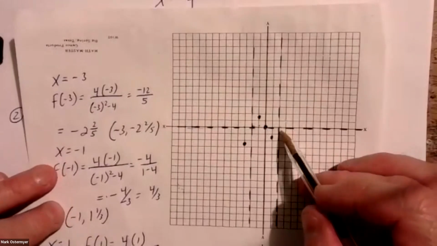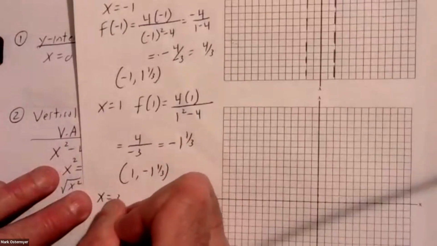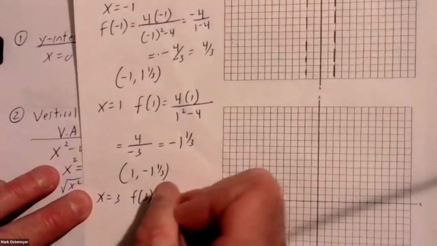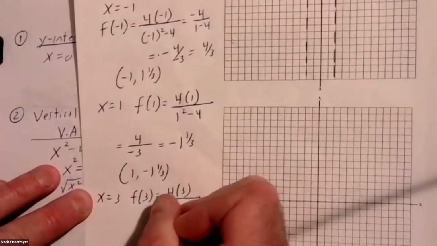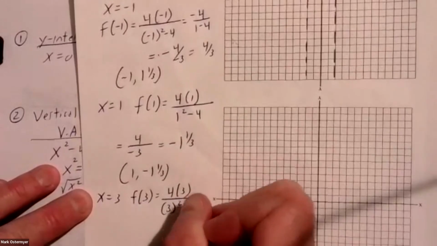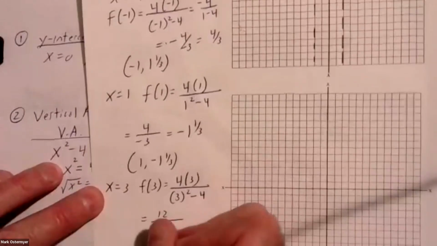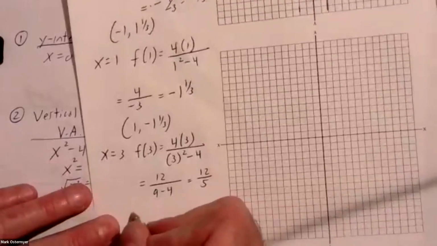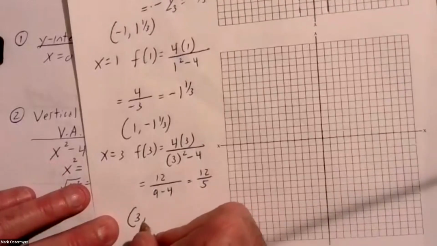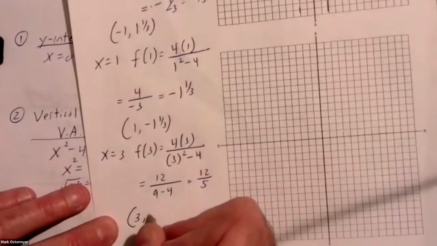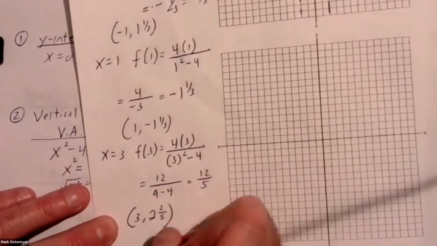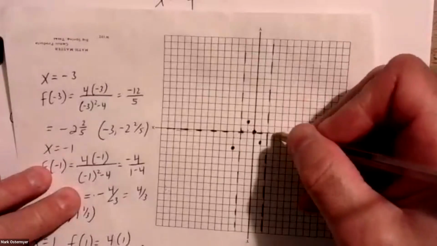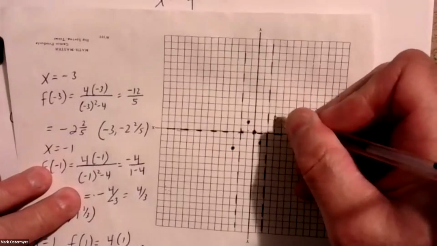Finally, give me some x value that's greater than 2, maybe like 3 or something. Let's evaluate the rational function at 3, which is 4 times 3 over 3 squared minus 4, which is going to be 12 over 9 minus 4, which is going to be 12 over 5. So we're going to have another point on our graph, which is going to be 3, and 12/5 is really 2 and 2/5. Plotting the point 3 and 2 and 2/5: 1, 2, 3, 1, 2, and 2/5 is right here.